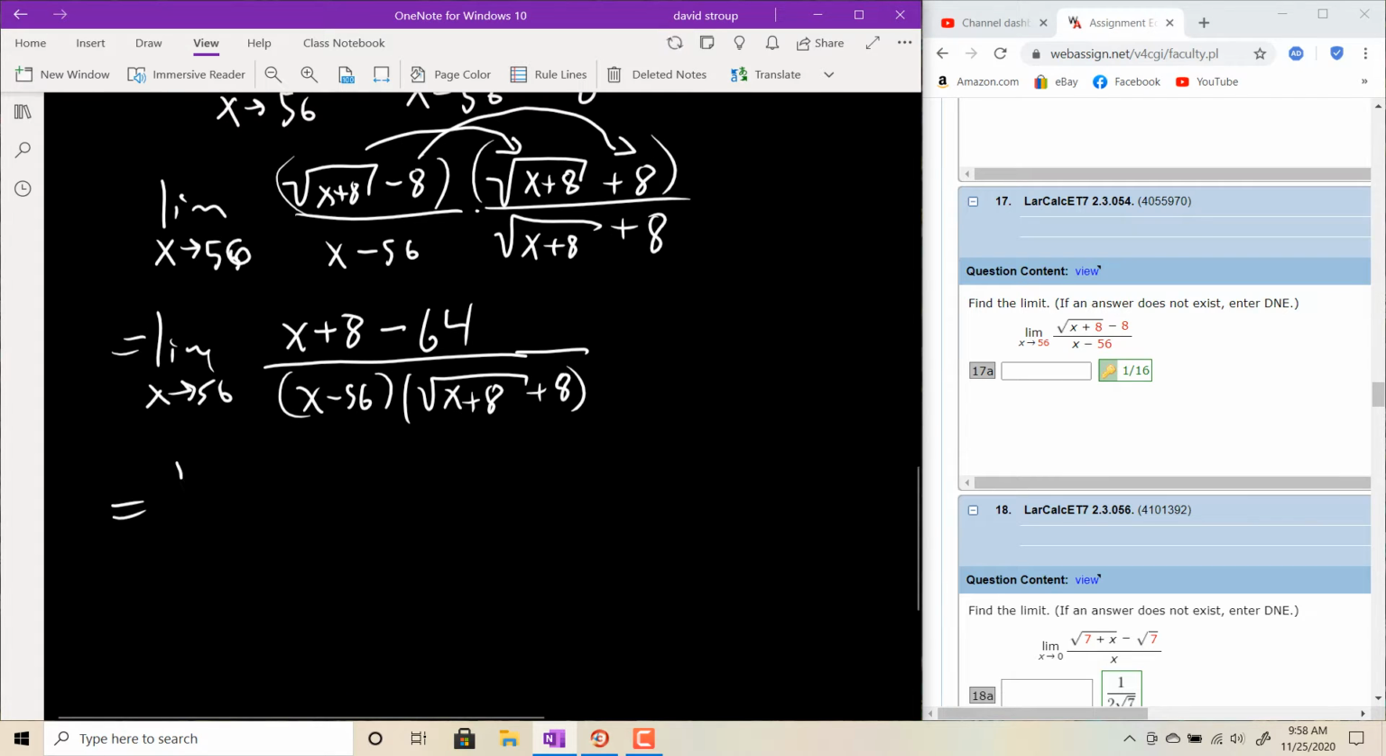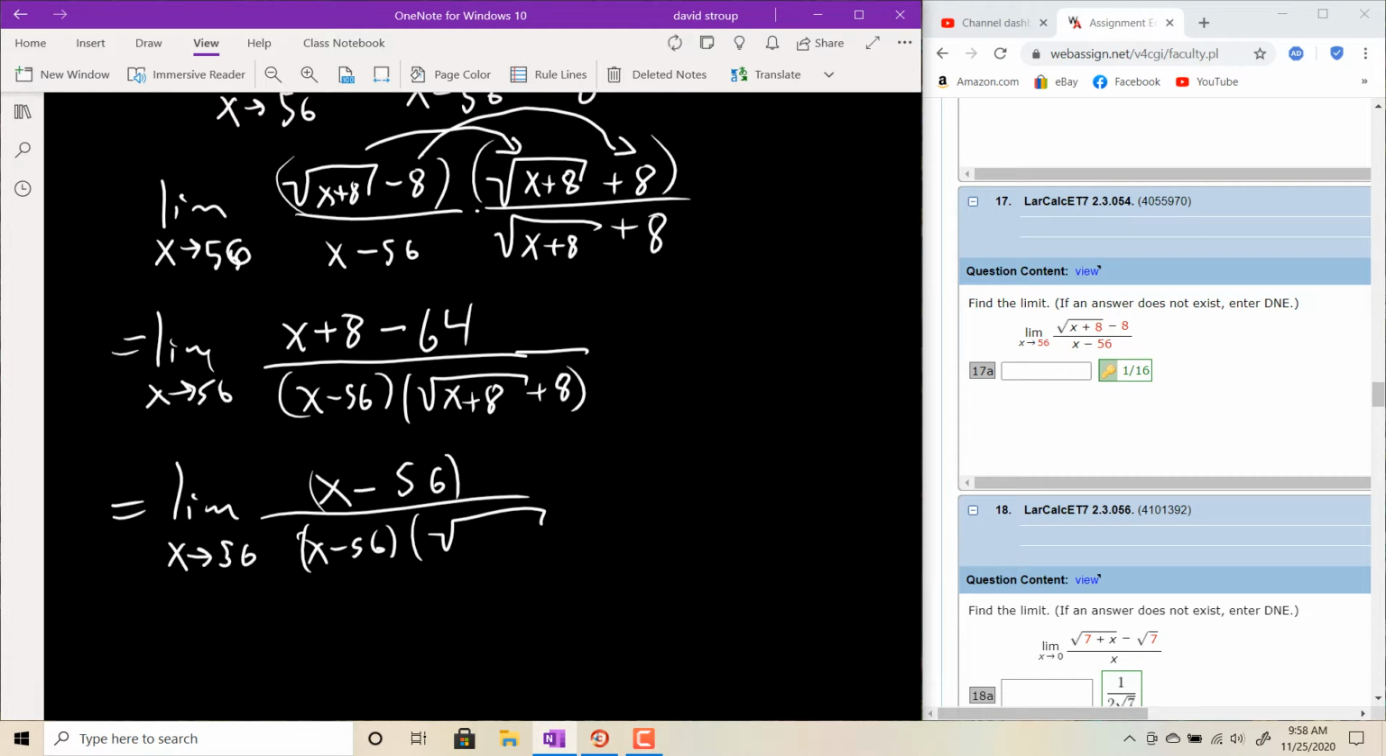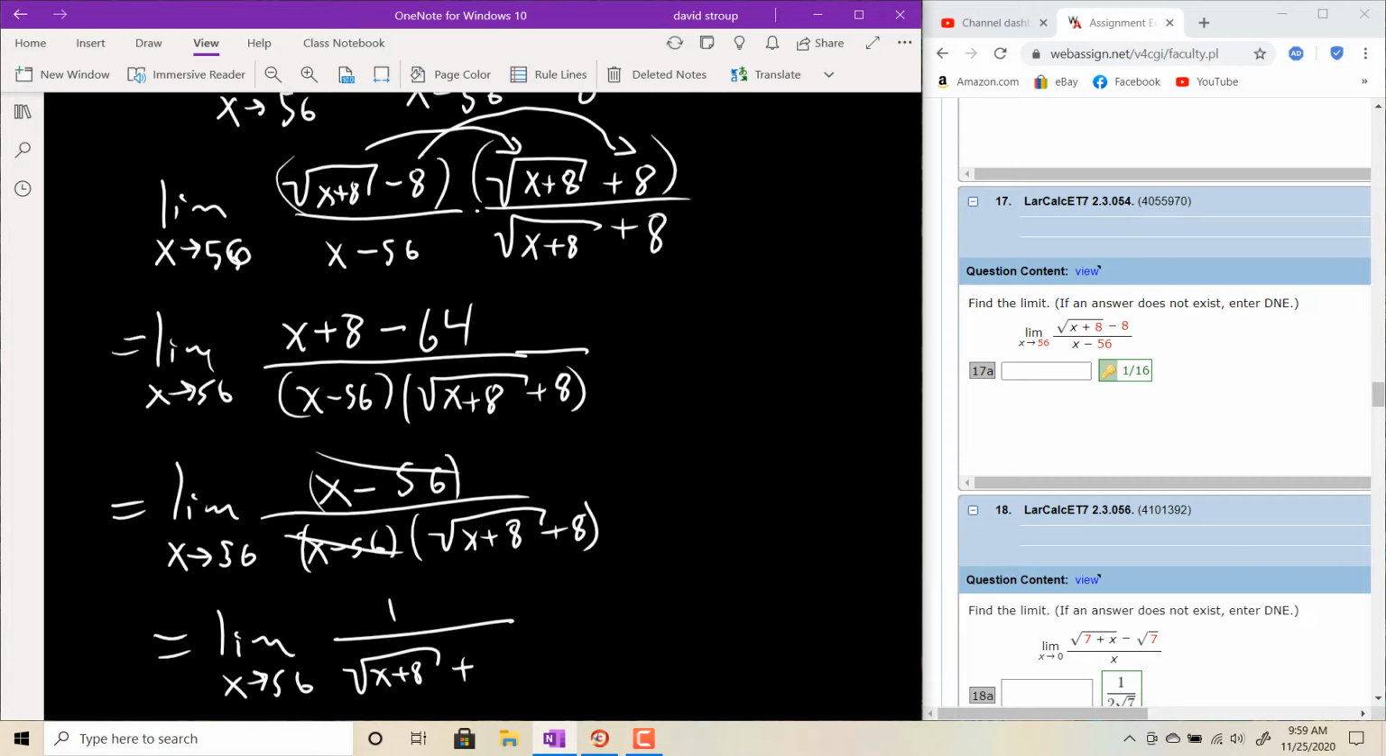I'm just going to leave it as it sits, because there's going to be a nice little cancellation. Okay, so here I have then the limit as x goes to 56 of x minus 56 again, all over x minus 56, and there you see the nice cancellation, right? And then square root of x plus 8, boom, boom, those are goodbyes. Limit as x goes to 56 of 1 all over the square root of x plus 8 plus 8. And finally, you can do a substitution, and it will be determined.